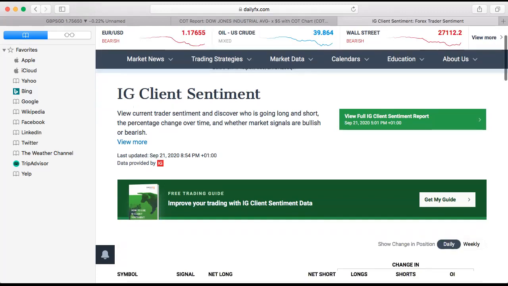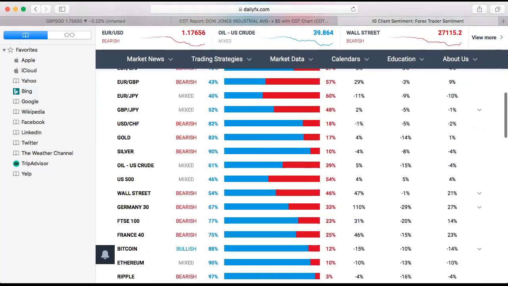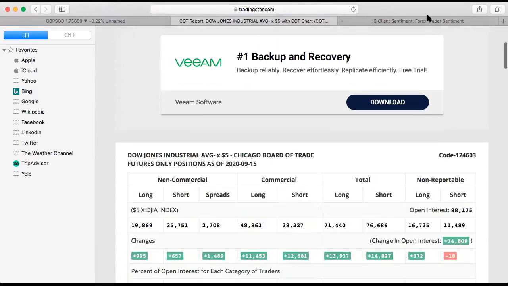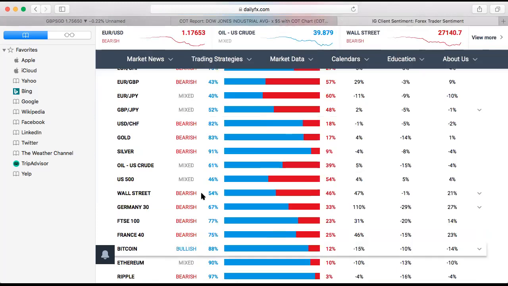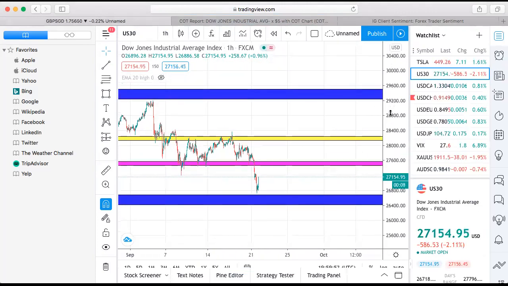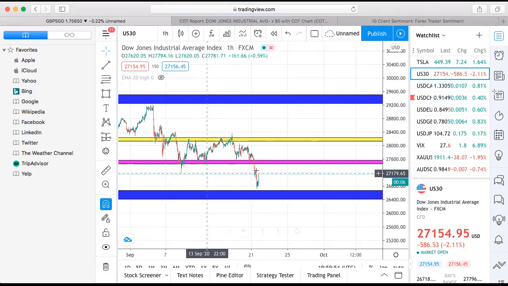Okay, so seeing this here, I could see the Wall Street. We have bearish. We have 54% long and 46% short. Now this tells me to go short. Now I have a second confirmation. This is my first confirmation here, and that was my second confirmation, right? So anytime I come to this pair for Monday, the only thing I'll be looking for is sell, just sells.